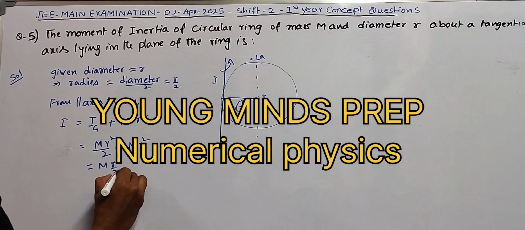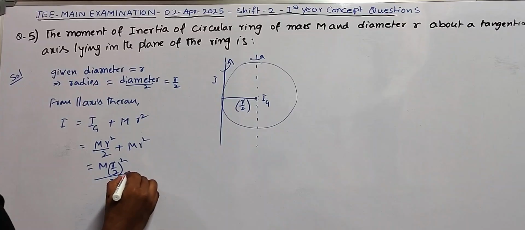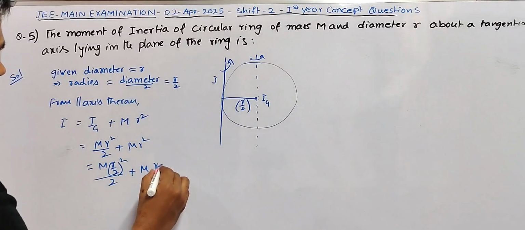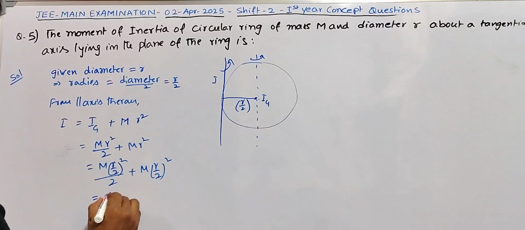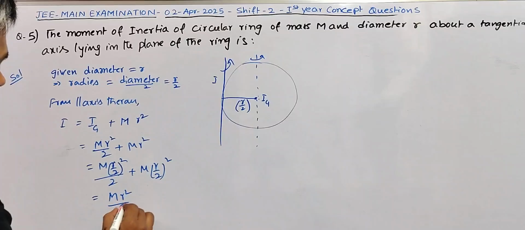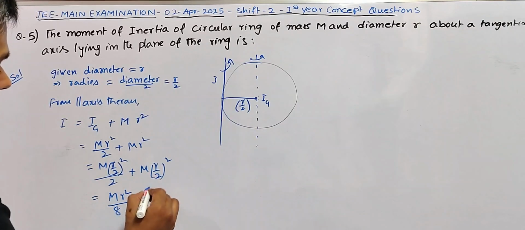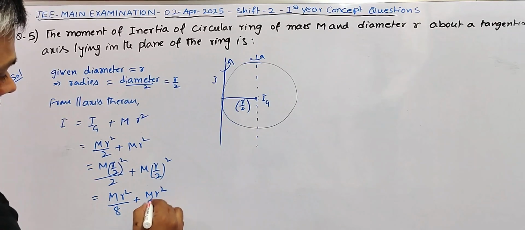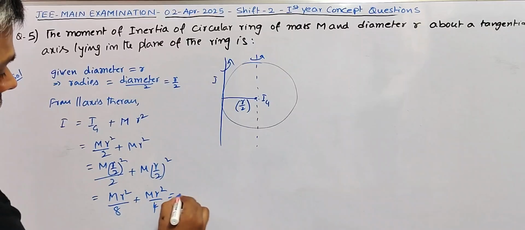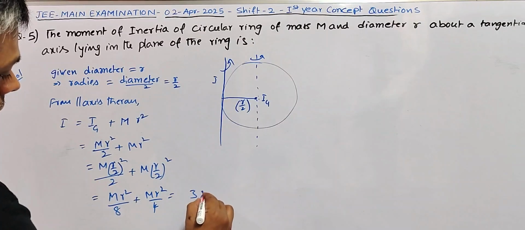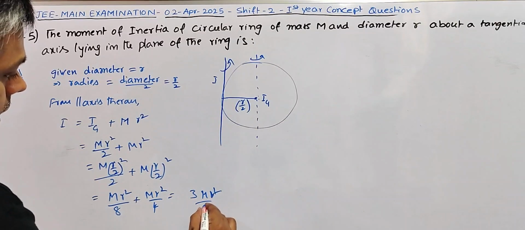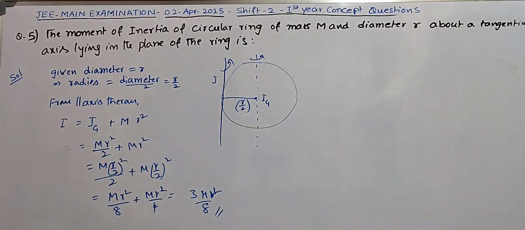That means M into (R by 2) whole square by 2 plus M into (R by 2) whole square. So what is this value? M R square by 8 plus M R square by 4. So that is 3 M R square by 8. So this is the answer for this question.